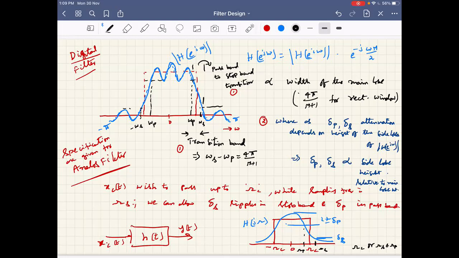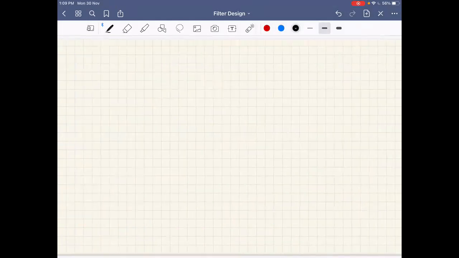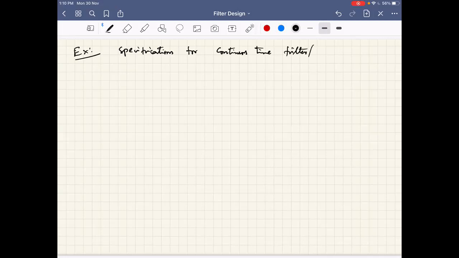Okay, so now let us see how to make a conversion. Let us take a small example to conclude this discussion and understand how the transformation of the frequency specifications can happen from the continuous time domain to the discrete time domain. Okay, let us take a problem. Let the specifications for a continuous time filter, or analog filter, be as follows.